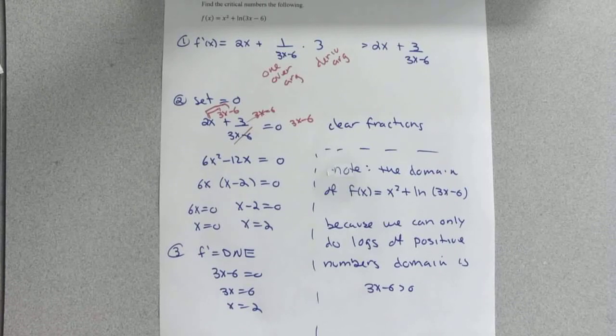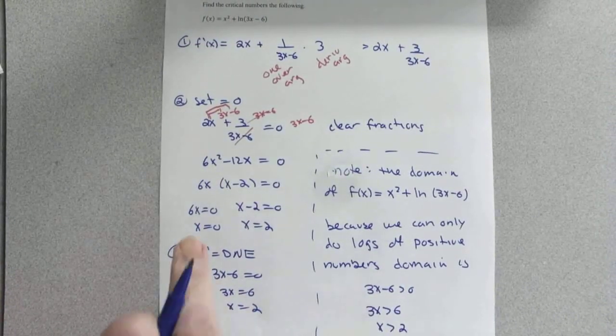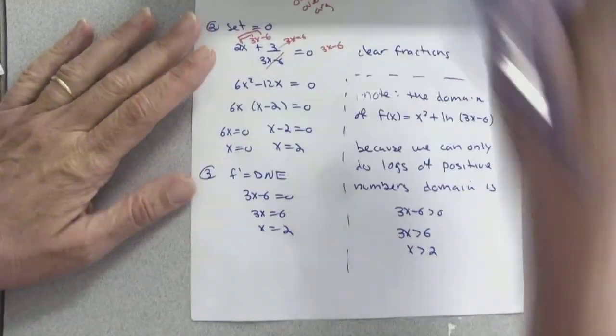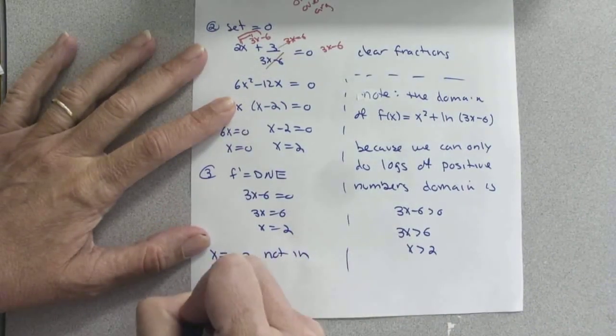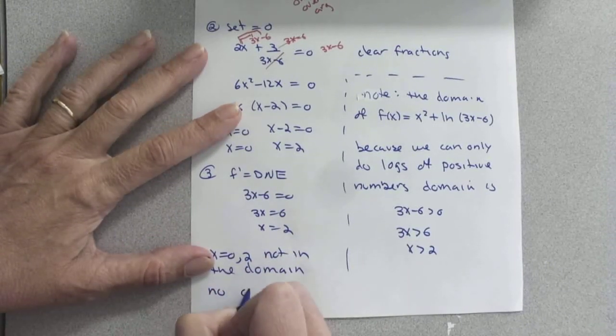Remember, domain are the numbers that you can use in your function. Domain are the numbers that you can substitute into your function and everything works out just fine. Your calculator will give you a nice real answer. And so my domain here is x greater than 2. Neither one of these numbers are in the domain. And so x equals 0, x equals 2, not in the domain. And so this has no critical numbers.